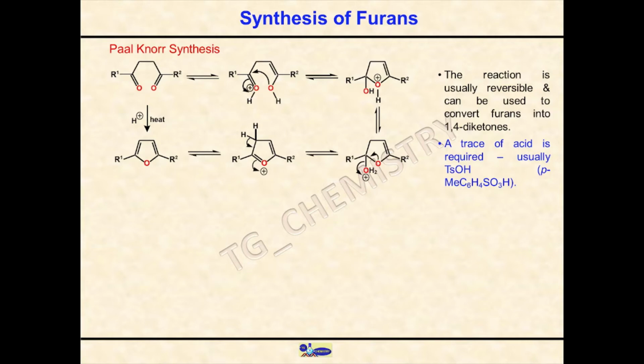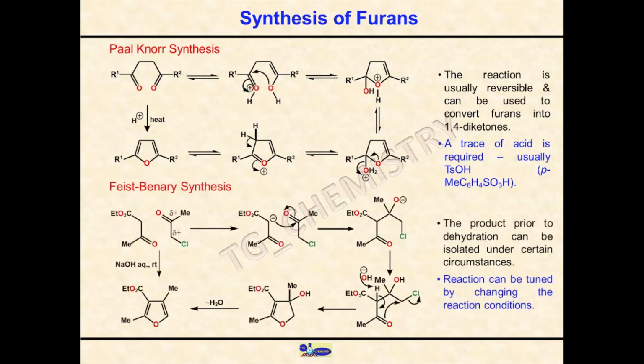In this reaction, basically this is a reversible reaction, and it can be used to convert furans into 1,4-diketones as well. So in either way you can set up the reaction. And the important part is that a trace of acid is always required for this reaction to proceed in the forward direction, and usually tosic acid is used as the catalyst.